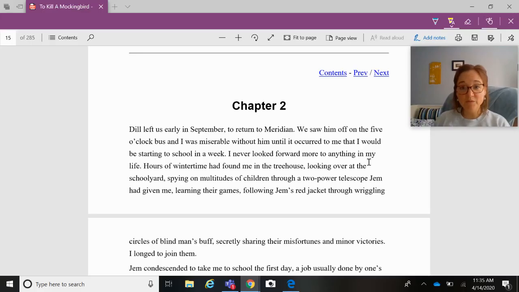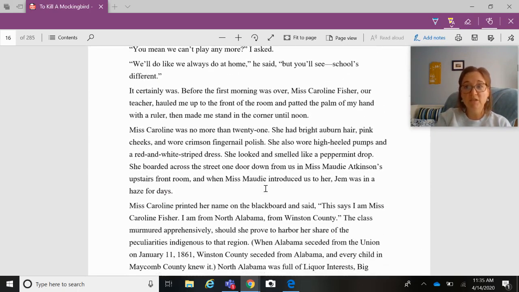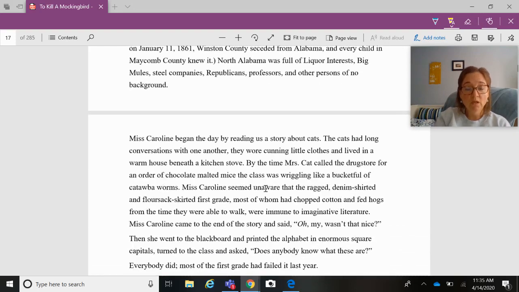Okay, so getting into chapter 2, I'm using the PDF because page numbers are going to be really different depending on what version we're using. So, at the beginning of chapter 2, Dill returns to Meridian because school is starting, and Scout's really excited because she's finally getting to start school.